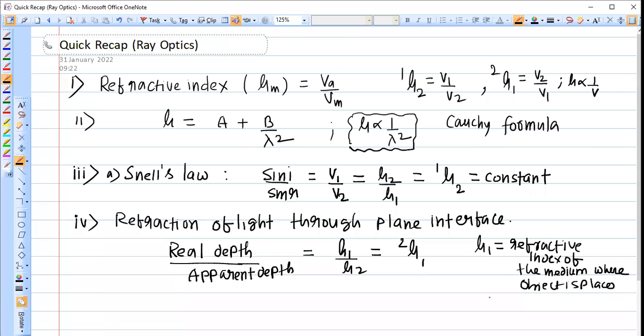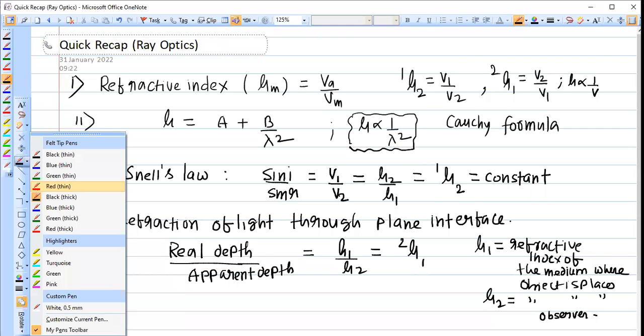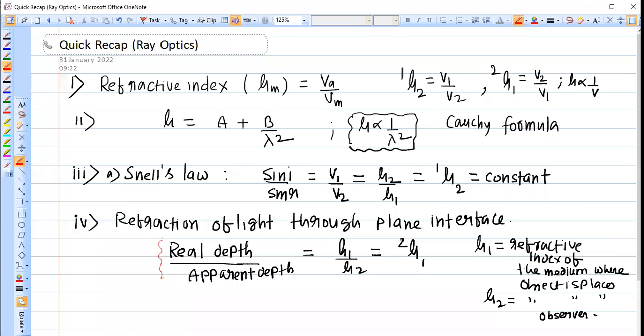Mu1 is the refractive index of the medium from where the light is coming, and mu2 is the refractive index of the medium where the observer is placed, or from where the observer is observing, or the medium to which the light is going. So you need to remember, because in the book directly it is written mu, but this is the actual form of the relationship between apparent depth and real depth. This is the first formula you must remember. This is your first formula.